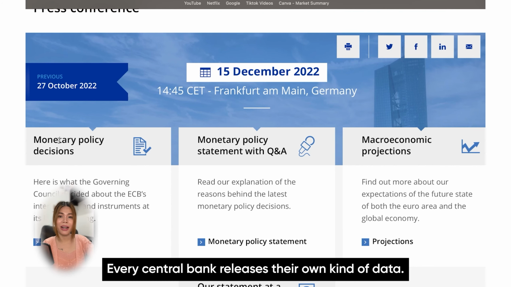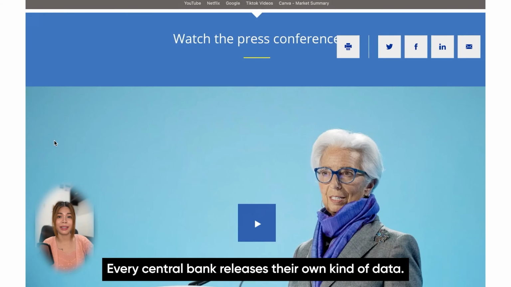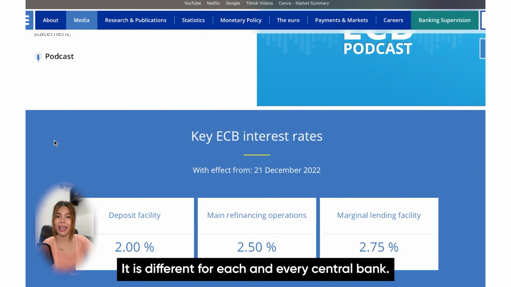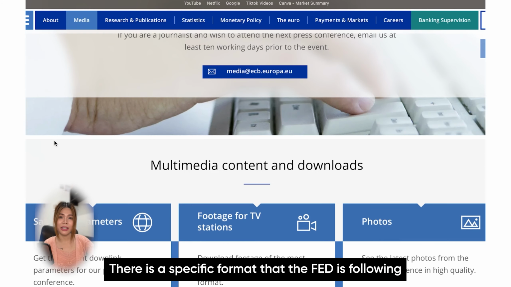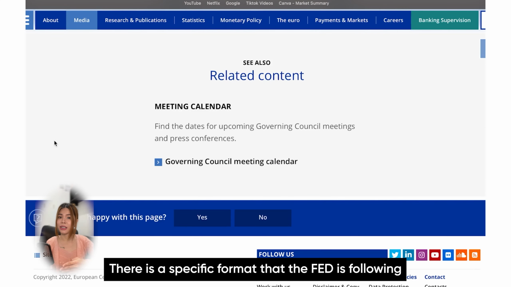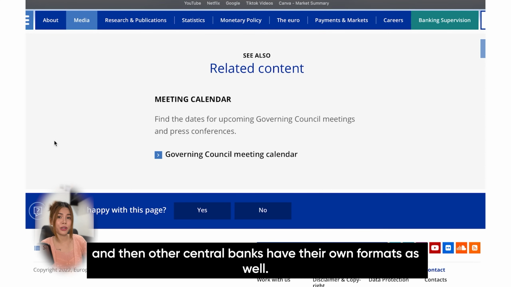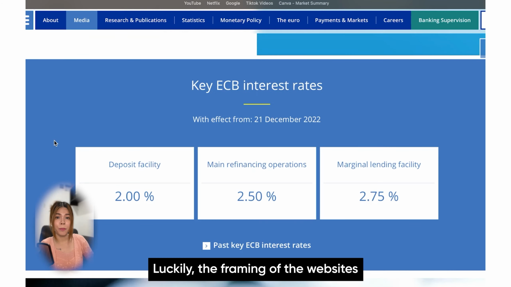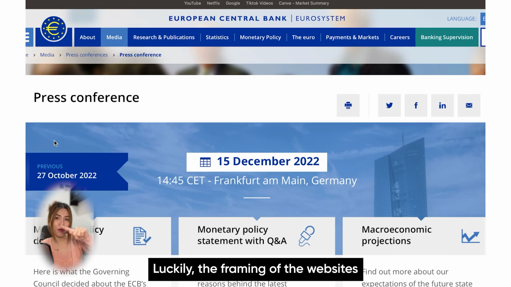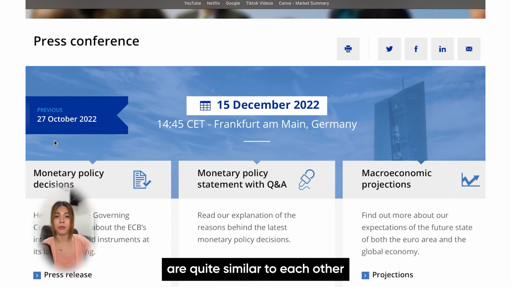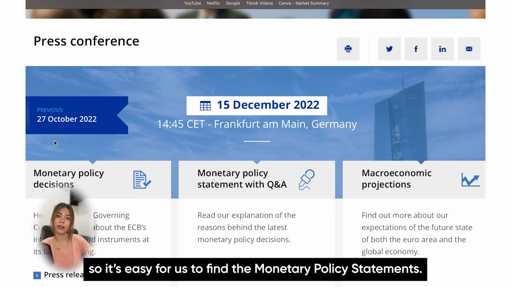Every central bank releases their own kind of data. It is different for each and every central bank. And there is a specific format that the Fed is following, and that other central banks have their own formats as well. But luckily, the framing of the websites are quite similar to each other, so it's easy for us to find the monetary policy statements.